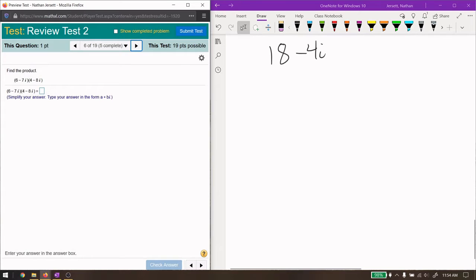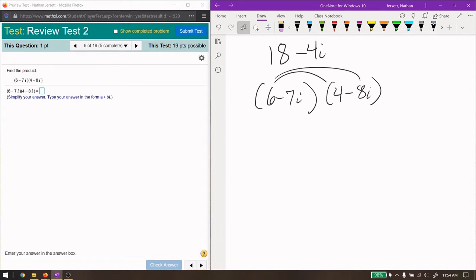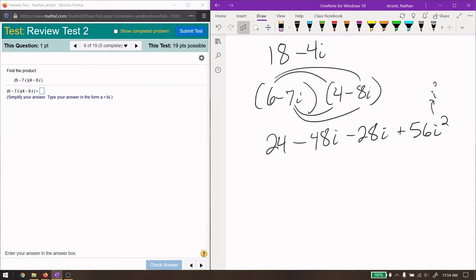Okay, the product is just FOILing this thing out. Distribute the 6's, distribute the negative 7i's. 6 times 4 is 24. 6 times negative 8i is negative 48i. Negative 7i times 4 is negative 28i. And negative 7i times negative 8i is plus 56i squared. i squared equals negative 1, which means this thing becomes minus 56.